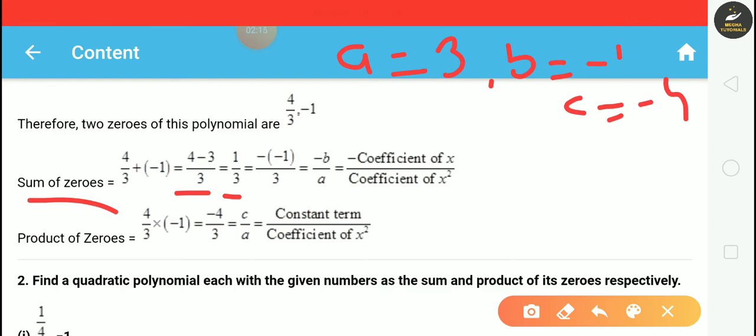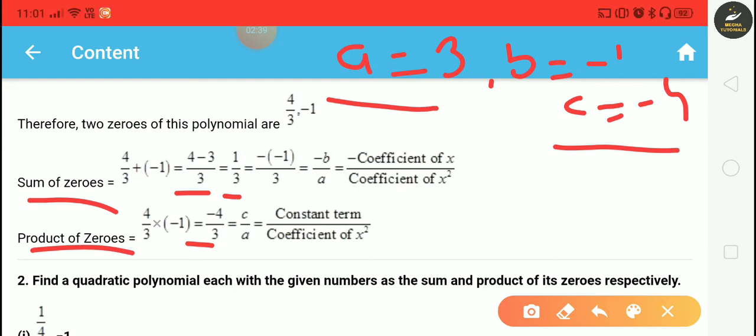Now we will check for product of zeros, that is alpha into beta. So 4 upon 3 into minus 1, which is minus 4 upon 3. Now c is minus 4 and a is 3, that is c upon a is minus 4 upon 3. So product of zeros is also verified. So in this case relationships are verified.